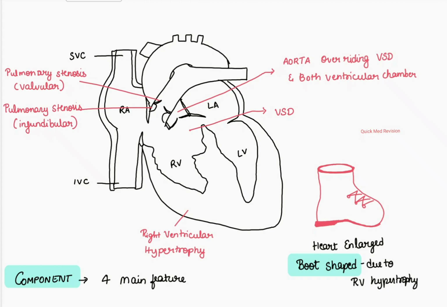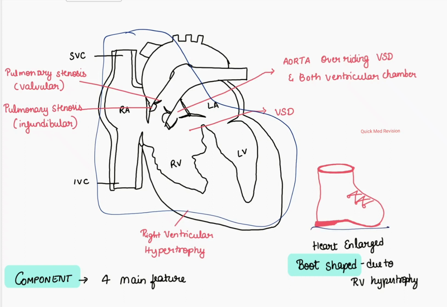And as you can see, the heart looks roughly boot shaped. As I mentioned, the boot-shaped heart is a classical feature of tetralogy of Fallot, seen because of the right ventricular hypertrophy. As you can see, the sole of a boot will usually be thick, and because the right ventricle is thickened or hypertrophied, we get a boot-shaped heart.